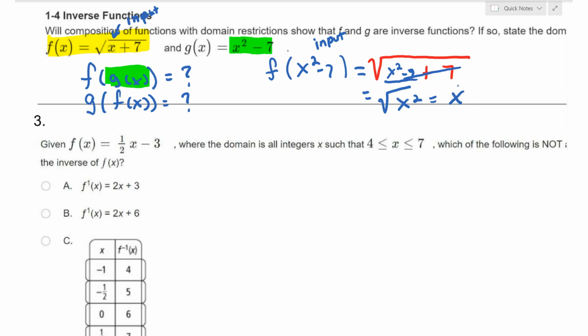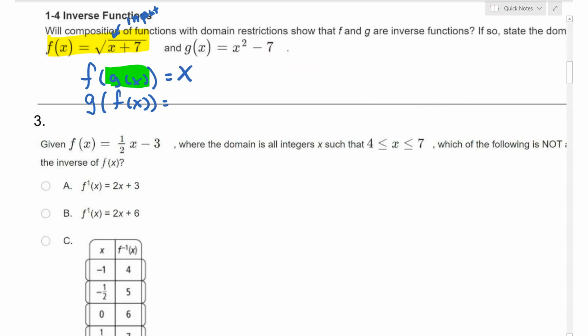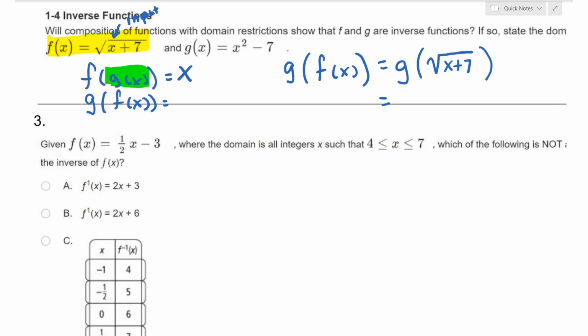Now we're going to go ahead and show g of f of x. So we're going to check g of f of x. So we have g. Now our input is f. The input is the square root of x plus 7. So now our input is f.